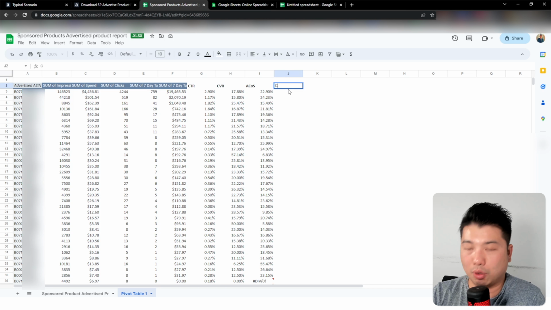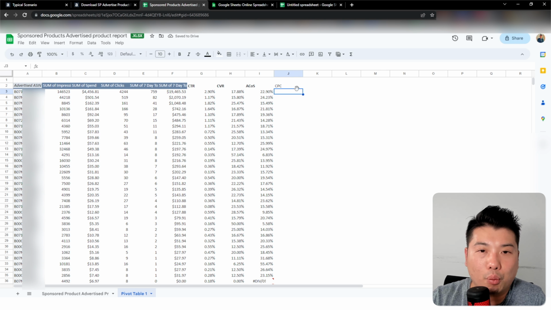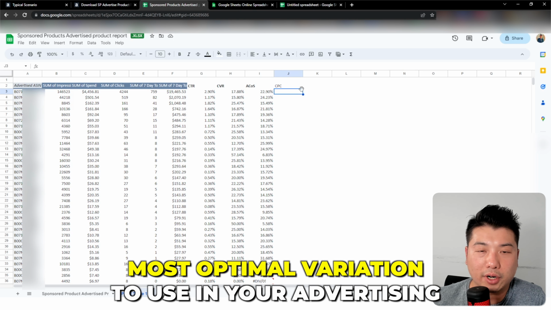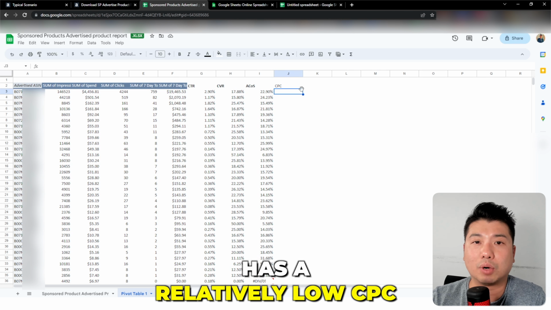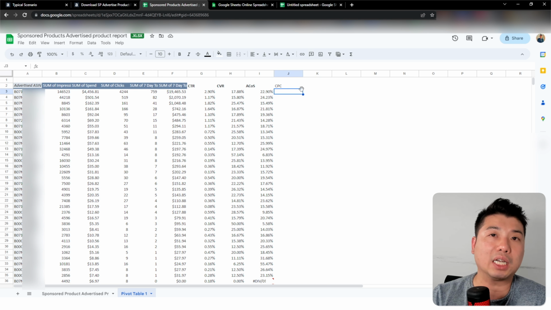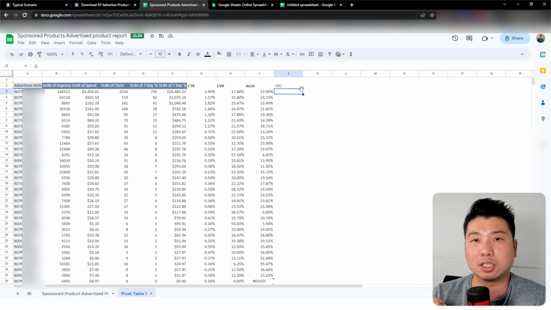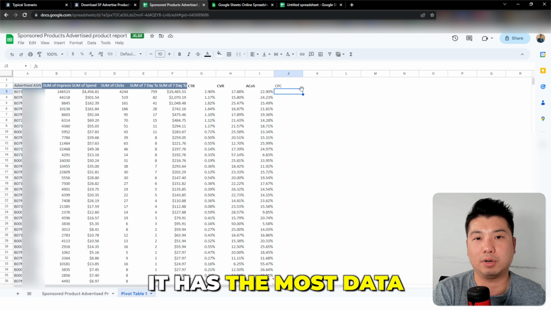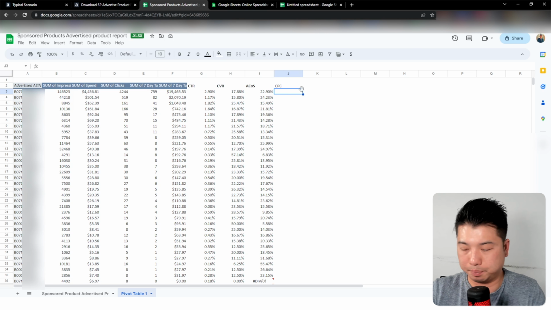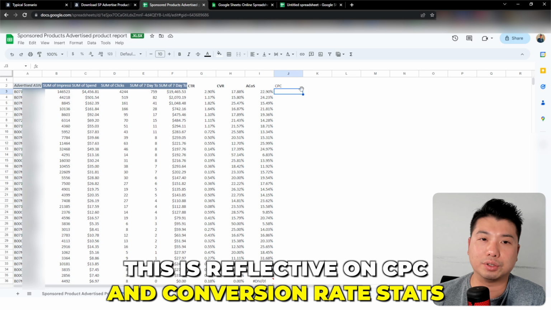And another metric that you want to look at is cost per click as well, to basically confirm whether this is the most optimal variation to use in your advertising. Normally the most optimal ad or variation to use has a relatively low CPC. That's because on the Amazon algorithm, it's a trusted variation, a trusted ad. A lot of times this hero ASIN might be the first product you launched because it has the most data, right? Amazon has the most data on it. And this is reflected in the cost per click and also the conversion rate stats.